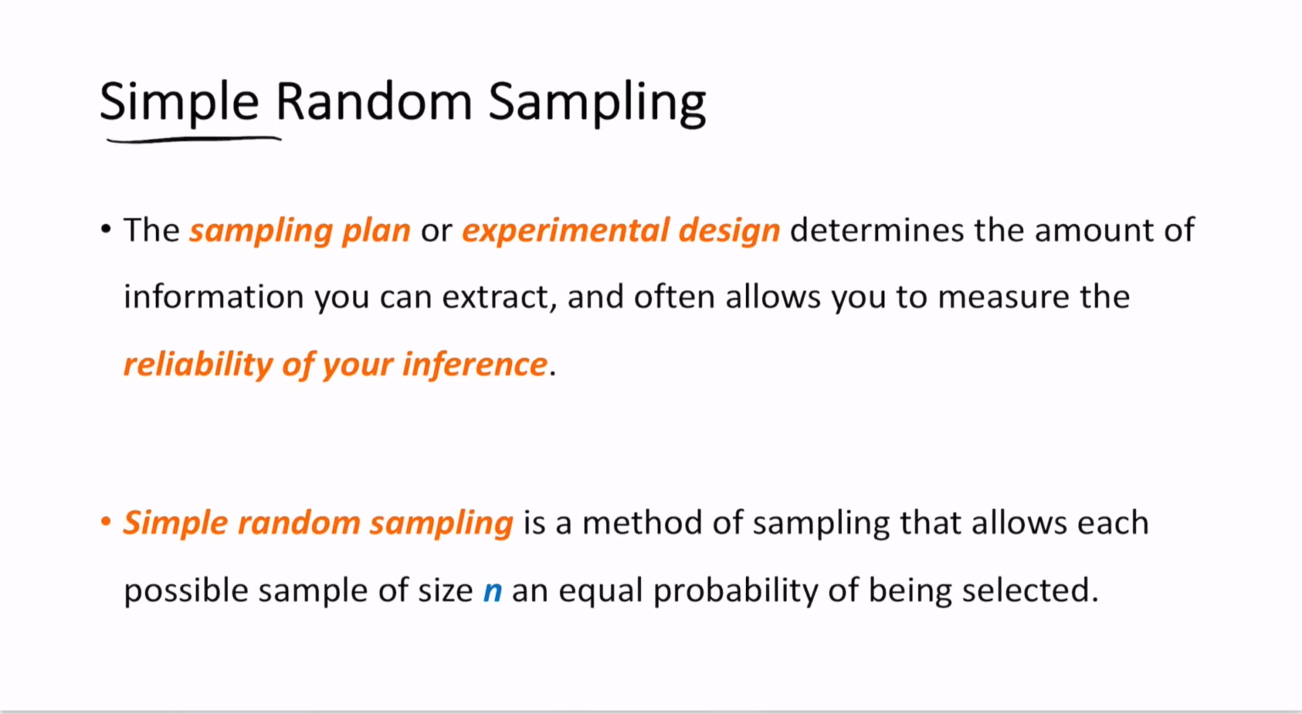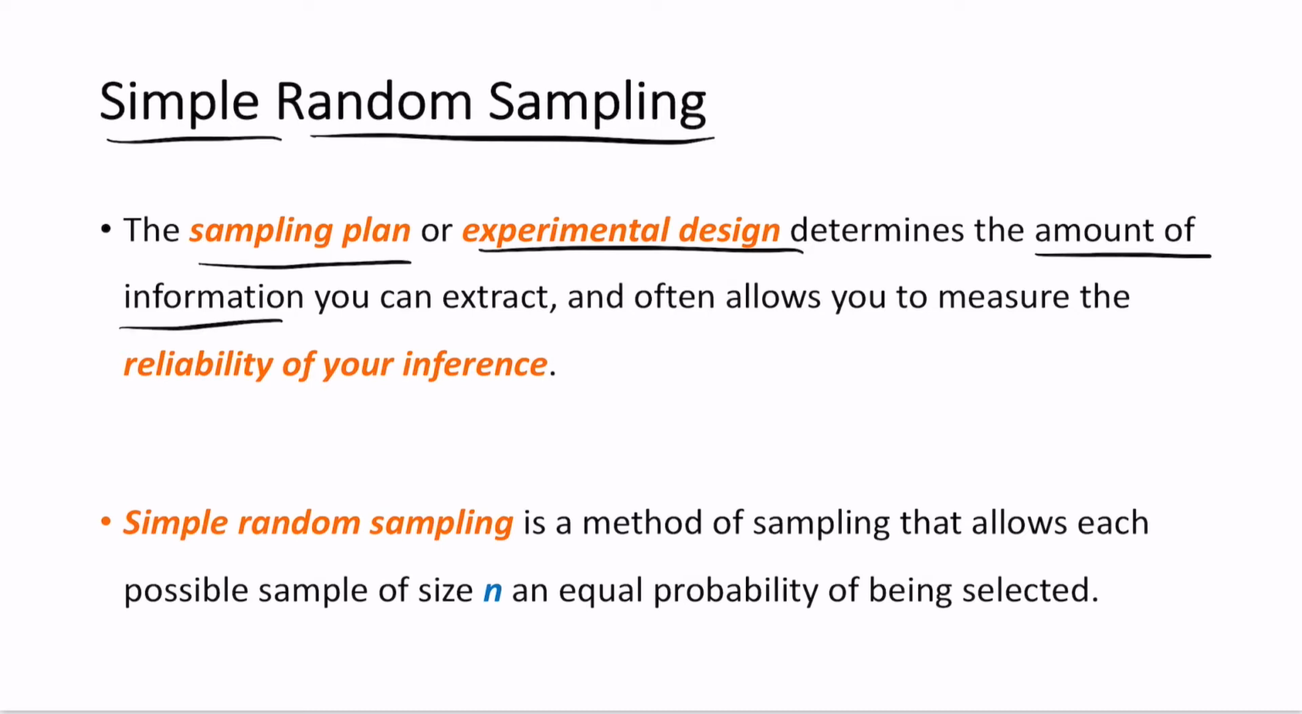So what is simple random sampling then? The sampling plan or the experimental design determines the amount of information that you can extract, and often allows you to measure the reliability of your inference. Reliability here refers to how good your guess is, or how close the guess is to the original value. That is the idea behind simple random sampling. Your sampling should be such that the information you extract will allow you to reliably measure the whole population.